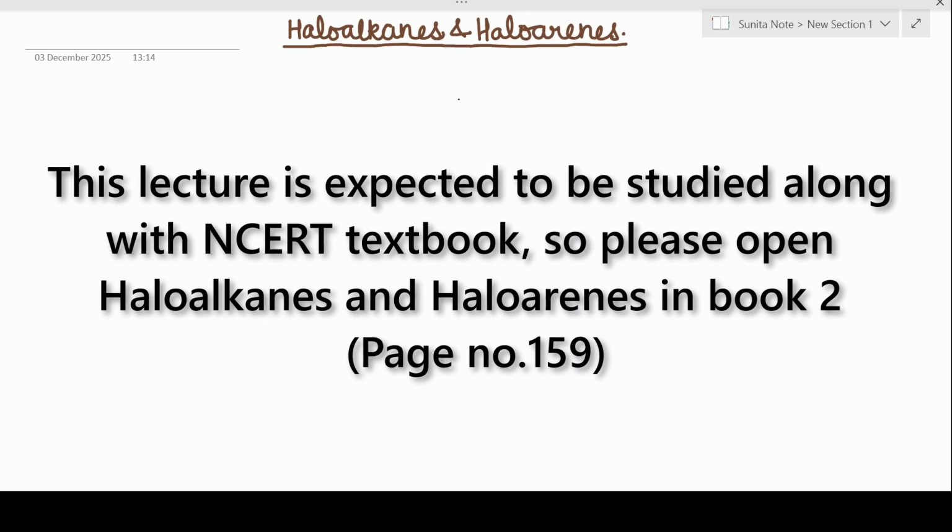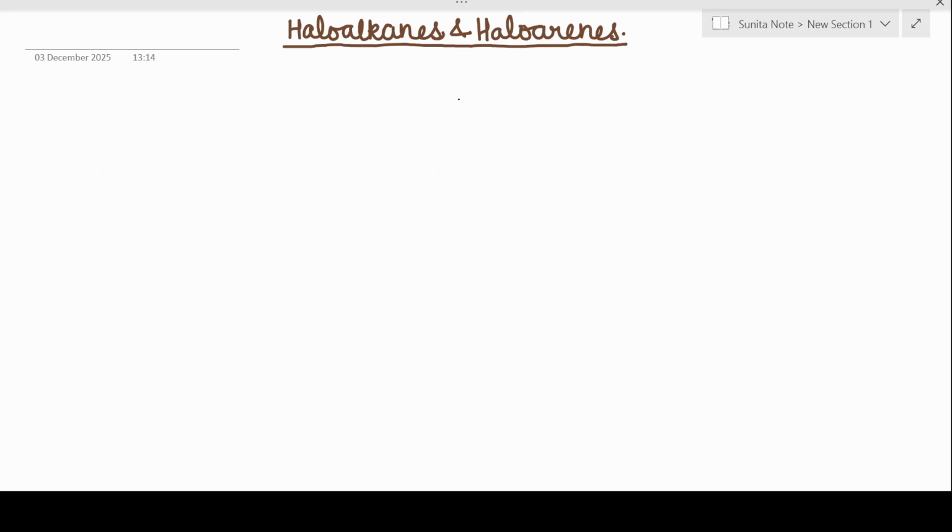Just starting the reading. The replacement of hydrogen atoms in a hydrocarbon, aliphatic or aromatic, by halogen atoms results in the formation of alkyl halides (haloalkanes) and aryl halides (haloarenes) respectively. Now see, we know that there are hydrocarbons. Hydrocarbons are the compounds of carbon and hydrogen only.